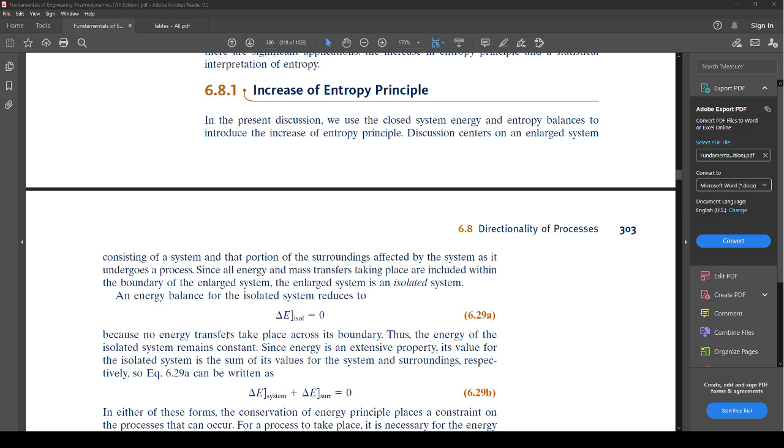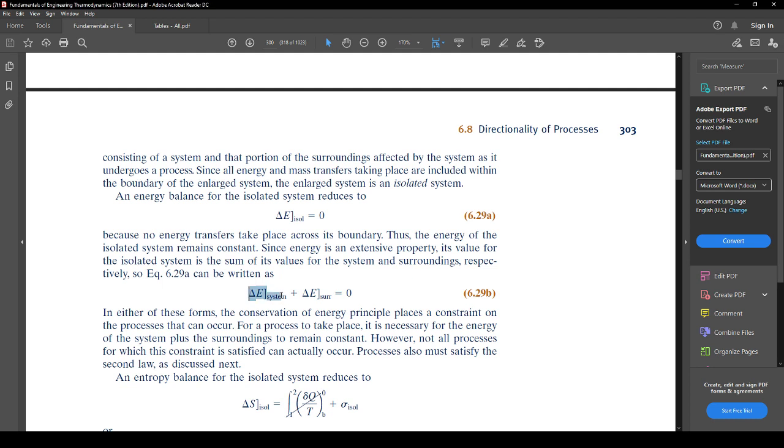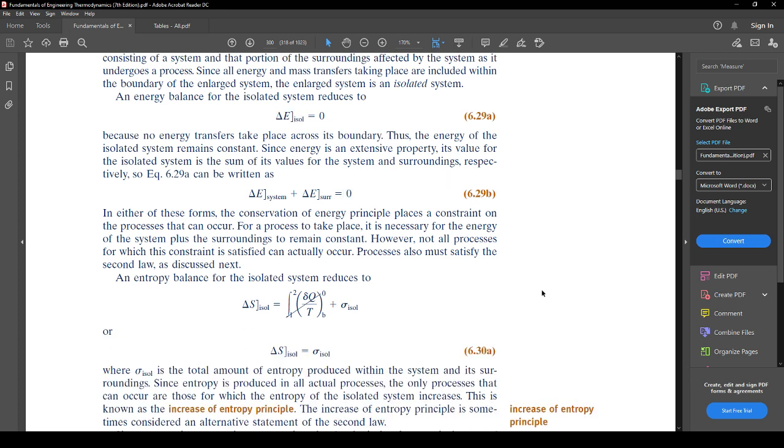So equation 6.29 can be rewritten. So delta E of the system plus delta E of the surroundings is the same thing as delta E of the isolated system. And it's all equal to 0. It says, in either of these forms, the conservation of energy principle places a constraint on the processes that can occur. For a process to take place, it is necessary for the energy of the system plus the surroundings to remain constant. However, not all processes for which this constraint is satisfied can actually occur. Processes also must satisfy the second law, as discussed next.